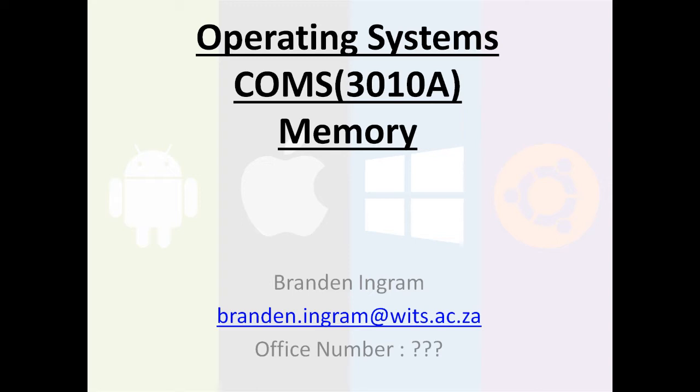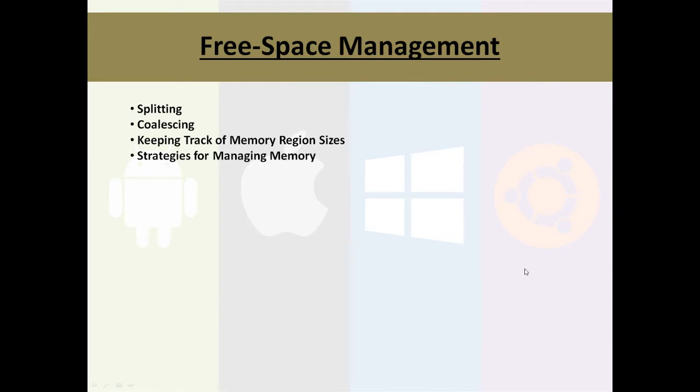And in this part we're going to be looking at free space management and how that is handled by the operating system. So what is handled in terms of free space management? Well, splitting, coalescing, keeping track of memory region sizes, as well as multiple strategies for maintaining and managing memory. All 4 of these concepts and topics we're going to be looking into in this part.